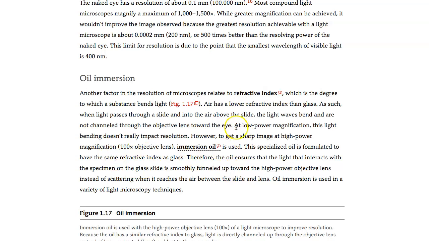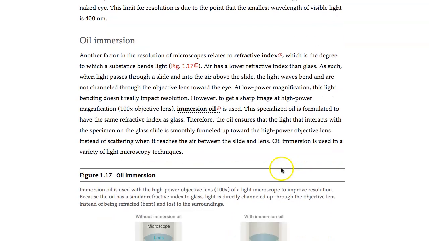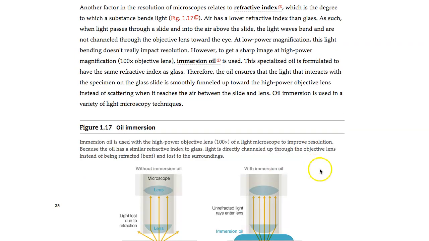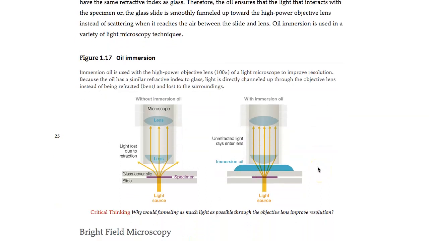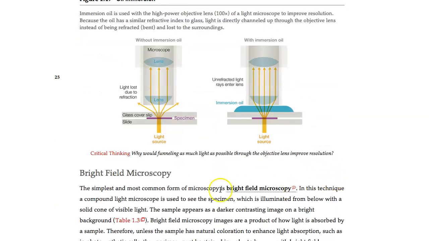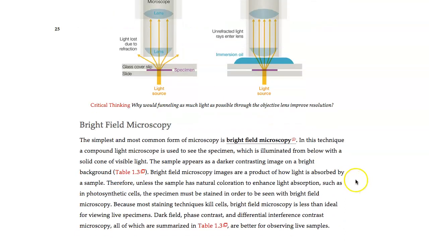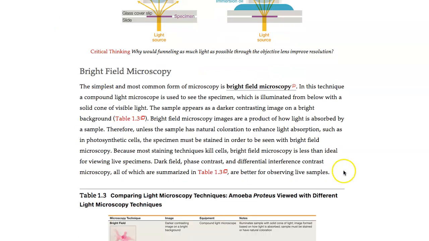And the oil immersion is sometimes useful as well. It gives you a higher resolution, and it is useful for the smaller size specimens of microbes that you may be studying.